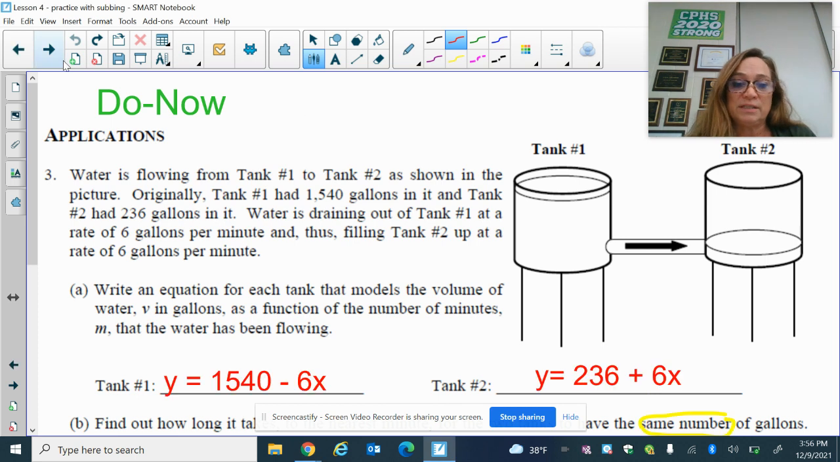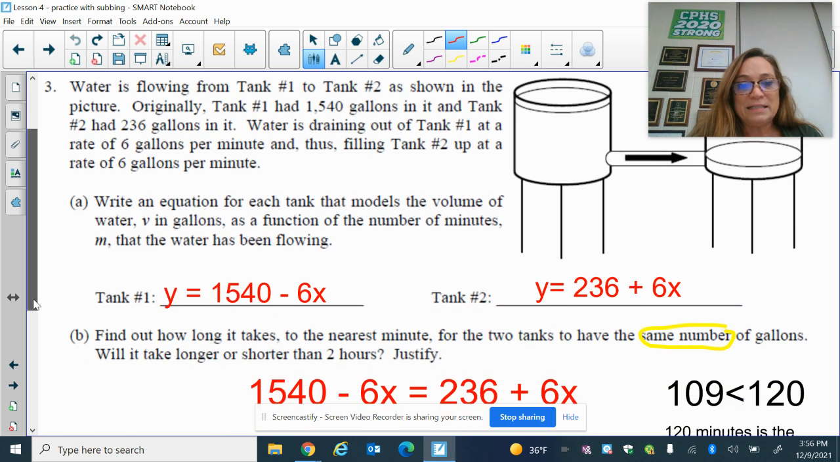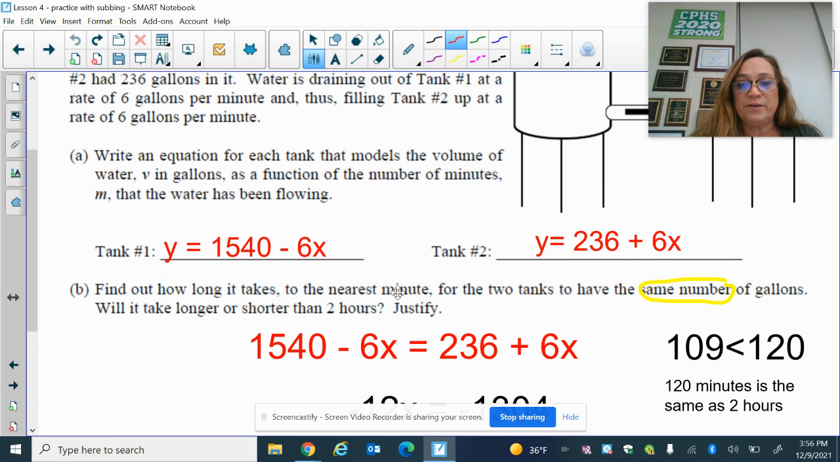So when I write the equations, I'm thinking about how much water there is originally, and then what that rate of change is doing. So for the first one, it's coming out at a rate of 6 gallons per minute. Therefore, the other tank fills up at a rate of 6 gallons per minute. So if you look at this, those are the equations I got because it started with 1,540. And the other tank started with 236.